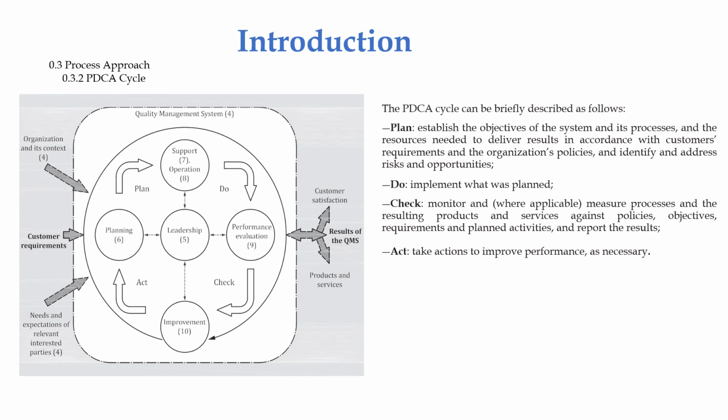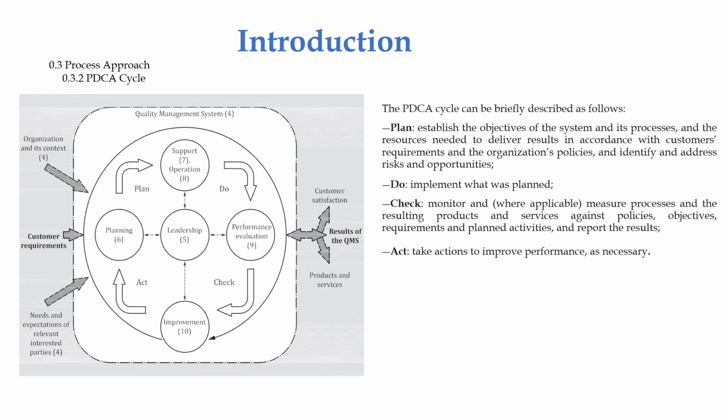Now comes the PDCA cycle. The PDCA cycle can be briefly described as follows. Plan: establish the objectives of the system and its processes and the resources needed to deliver the results in accordance with the customer requirements and the organization policy, and identify and address the risks and opportunities. Once we plan it, we need to do. So do means implement what was planned.